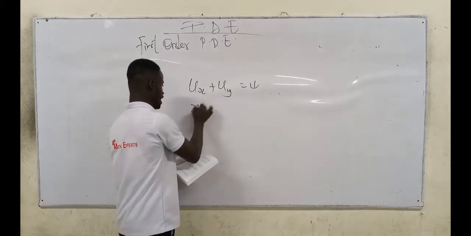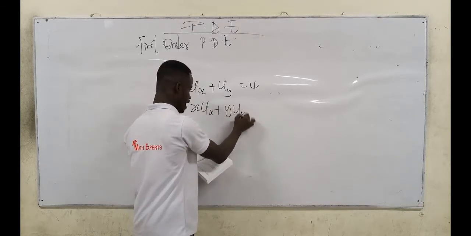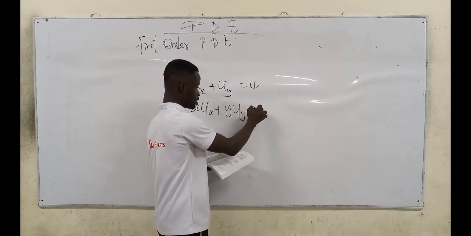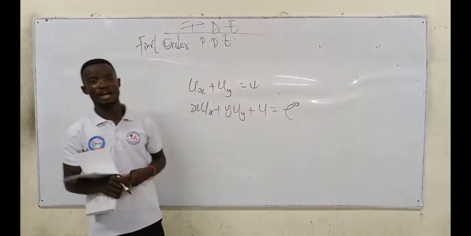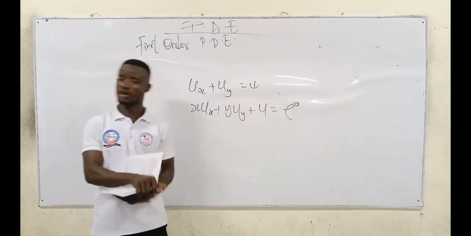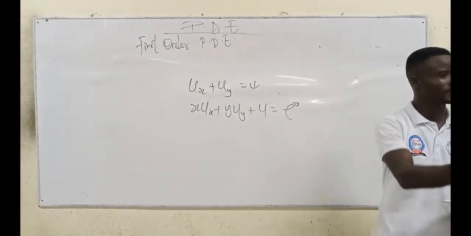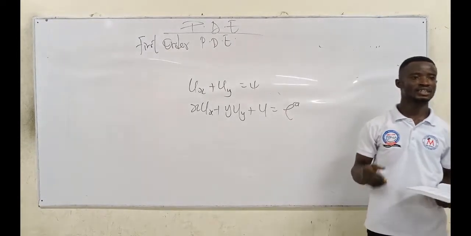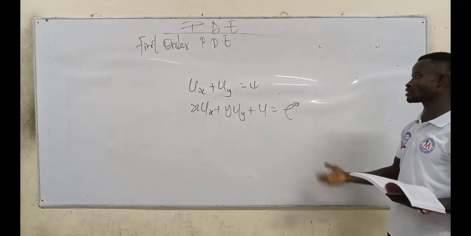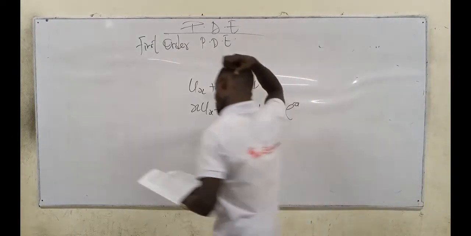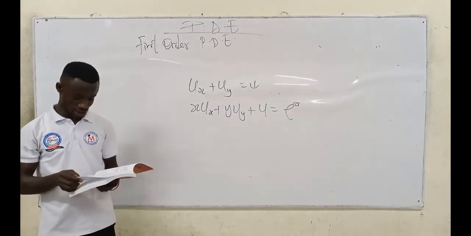We can also get s u subscript s plus y u subscript y plus. In fact, the reason why I'm repeating this is because they are very important to what we are going to do today. Because if the question is there, nobody is going to tell you that this is semi-linear, this is quasi-linear or whatever. And how we apply it in solving is different. We are going to use the characteristic equation in solving the question in another way. So that is first order linear PDE.